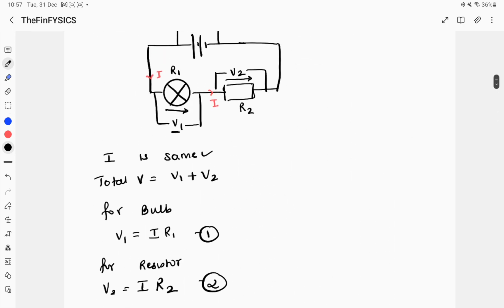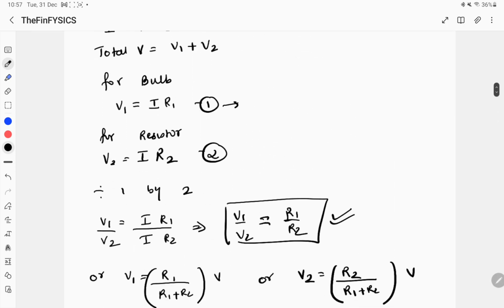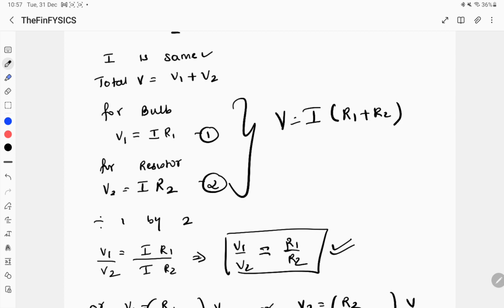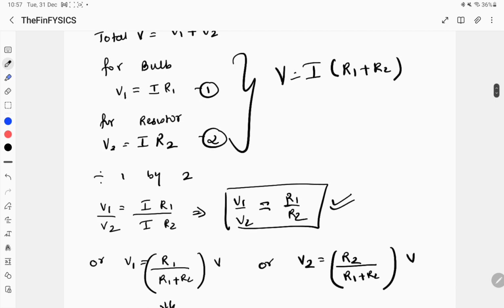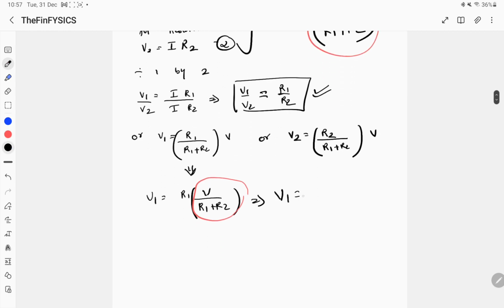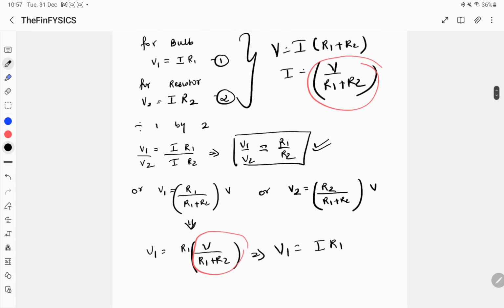Now, my lads, if you go back, look at equation 1, and look at equation 2. Can I say, beta, my total voltage is total current times total resistance. When you add them, that is what you get. Your total voltage is total current times total resistance. So your current becomes V over R1 plus R2, which means this term over here and this term over here is representing current, which tells us V1 equals I times R1, and that is what we have written here.